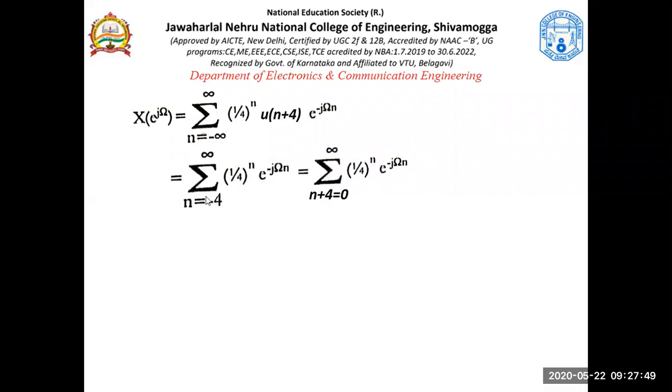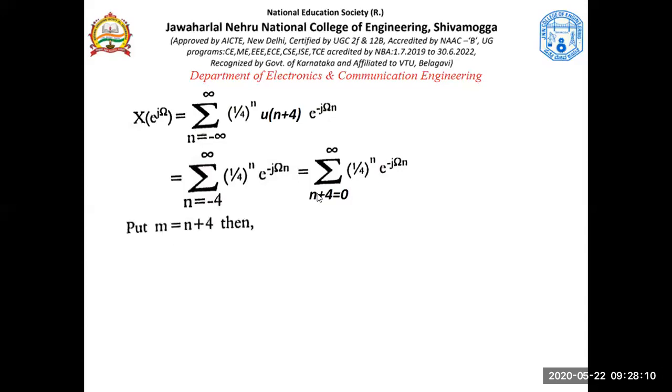They just brought this minus 4 onto the left hand side, so it would become n plus 4 equal to 0. Since this is infinity, we need not bother. Let's bring this as one variable. N plus 4 is there. What is that variable? They have taken n plus 4 as m.